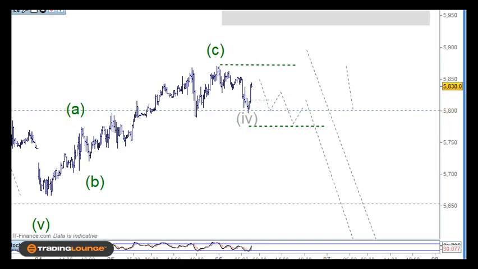Just keep an eye on the S&P 500 and the DAX, and make your calls based off those guys. I would think that would be the right thing to do.